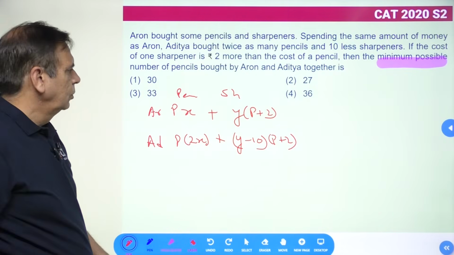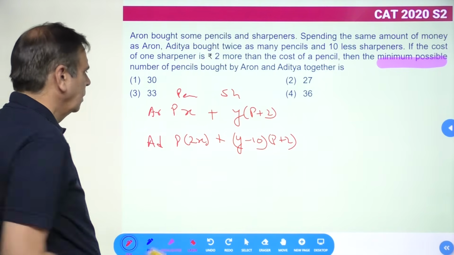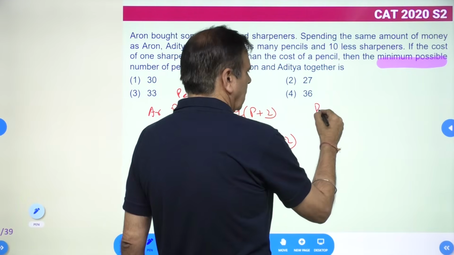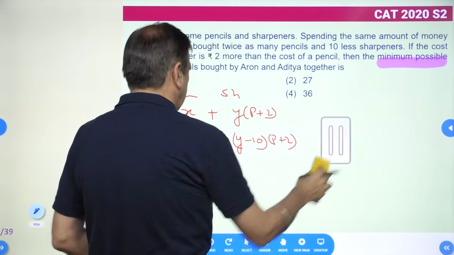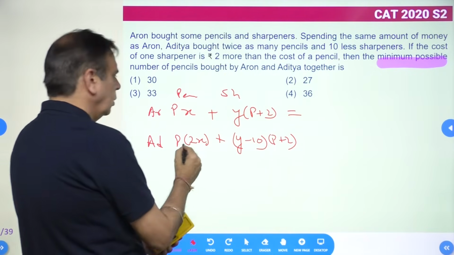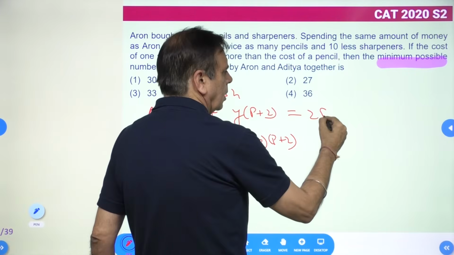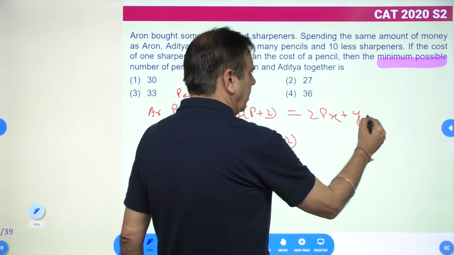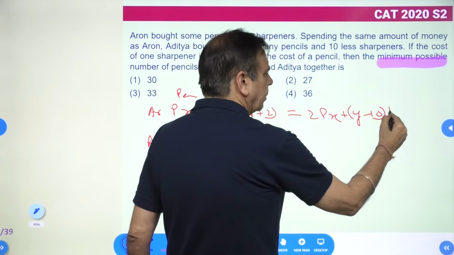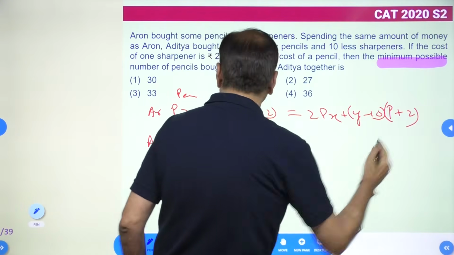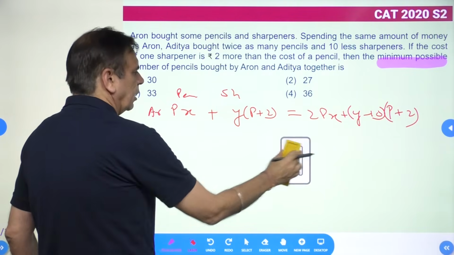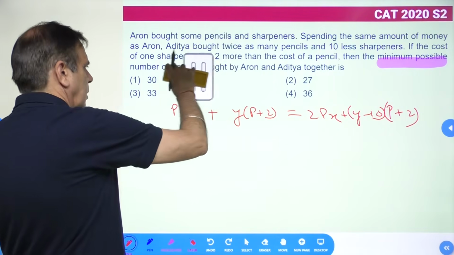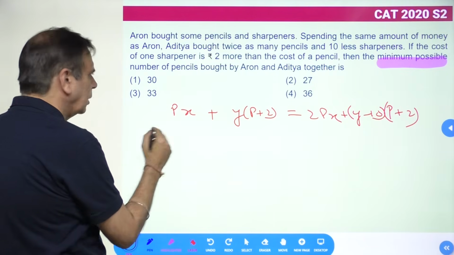Okay. So we can say px. Let me just write it neatly. So px plus y into P plus 2. What should this be equal to? 2px plus y minus 10 into P plus 2. Okay, this is what we have. So the expenditure of Aditya and Aaron is the same. Chalo, let's write it down completely.